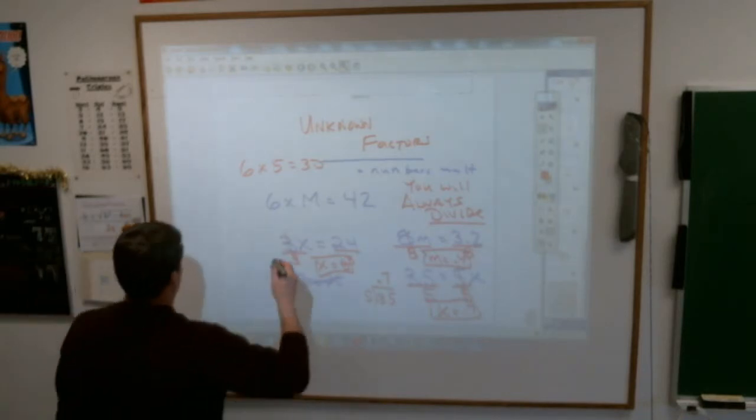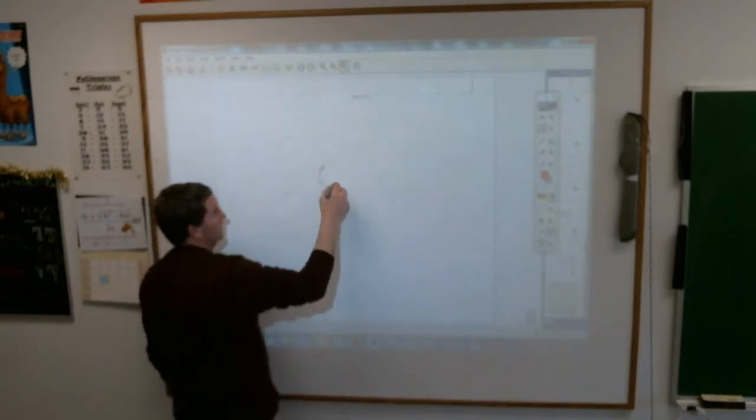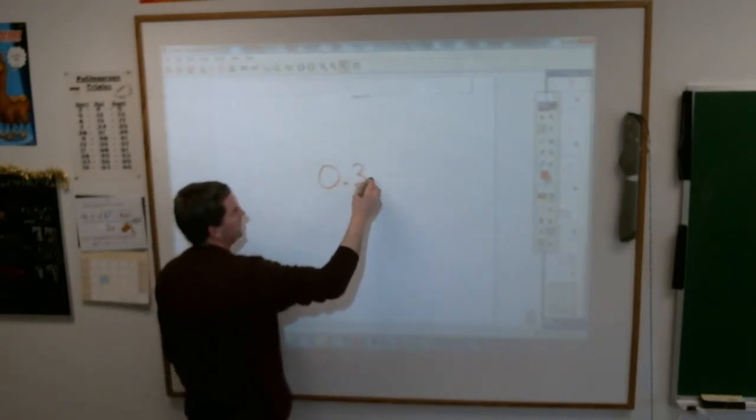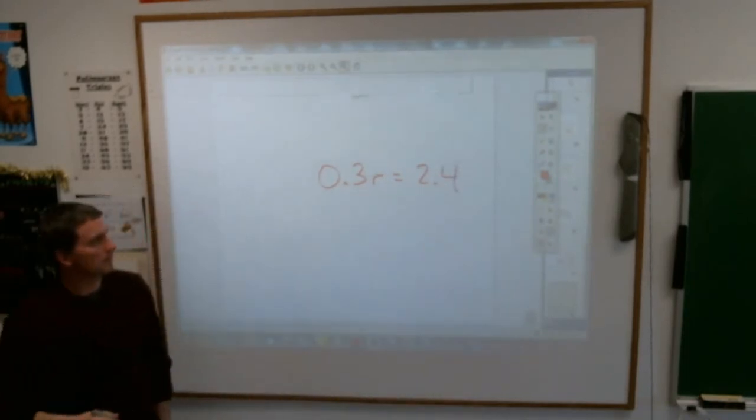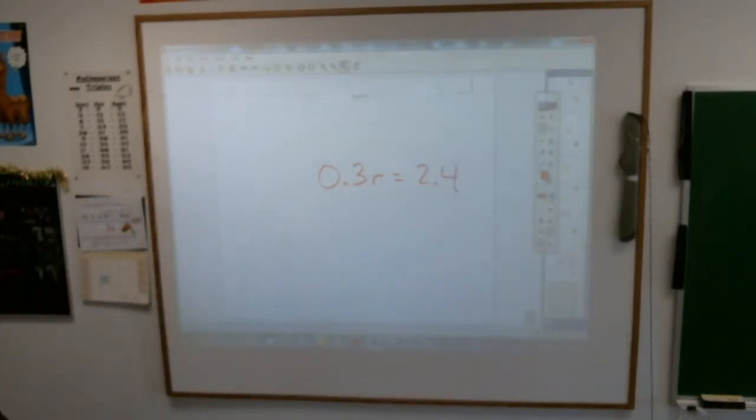How about this one? I'll give this one to you. Solve this. 0.3r equals 2.4. Solve that one for me, please, ladies and gentlemen. 0.3r equals 2.4.